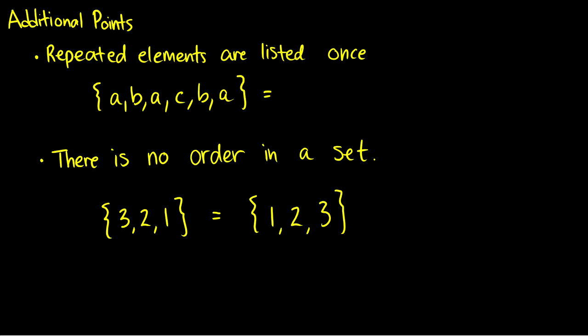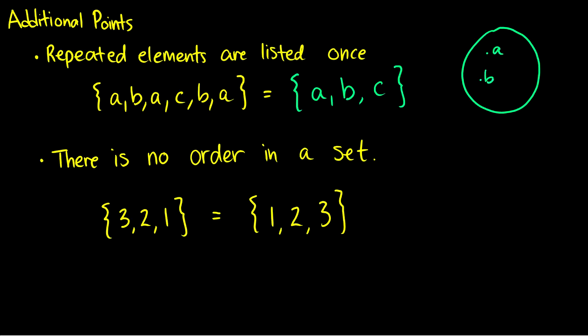So those are really the fundamental notions of sets. Now there are some additional points, and that is that repeated elements are only listed once. So if we have a set A, B, A, C, B, A, even though A is repeated 3 times, we only write it once. B is repeated twice, we only write it once, and C appears once. So this set A, B, A, C, B, A is the same set as A, B, C, and they would both be drawn as circles with some element A, some element B, and some element C. In other words, we don't care about the number of these things in there. We don't care if there's 3 A's, we don't care if there's 2 B's. We just want to know what's inside our circle.